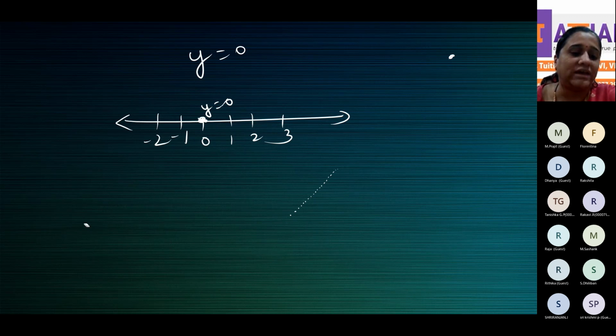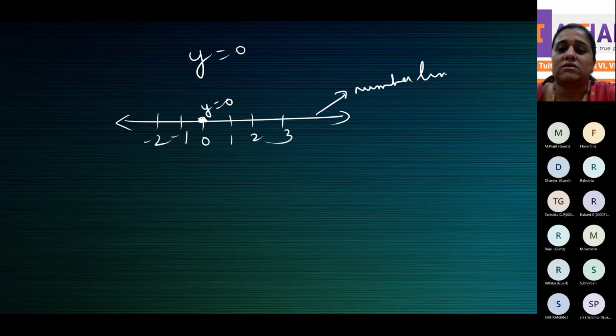Now, when we say y is equal to 0, the geometrical representation looks something like this. It is represented by a point on a straight line, the number line. So if you're asked to represent y is equal to 0 or x is equal to 0 or a is equal to 0, its representation is a point on the number line. You take a number line and represent that point 0 and you say y is equal to 0.